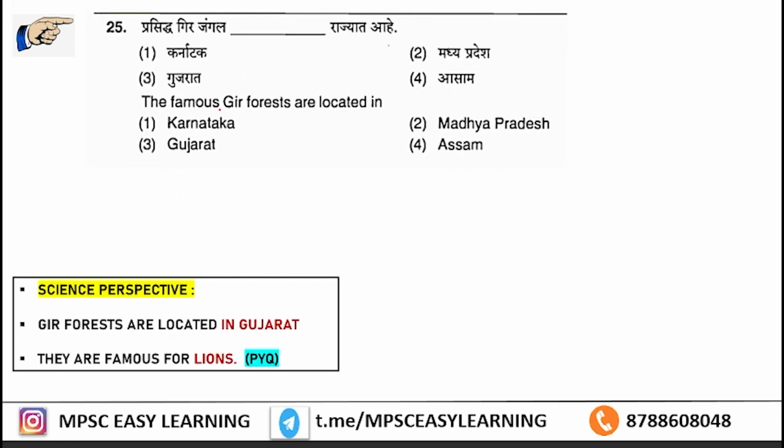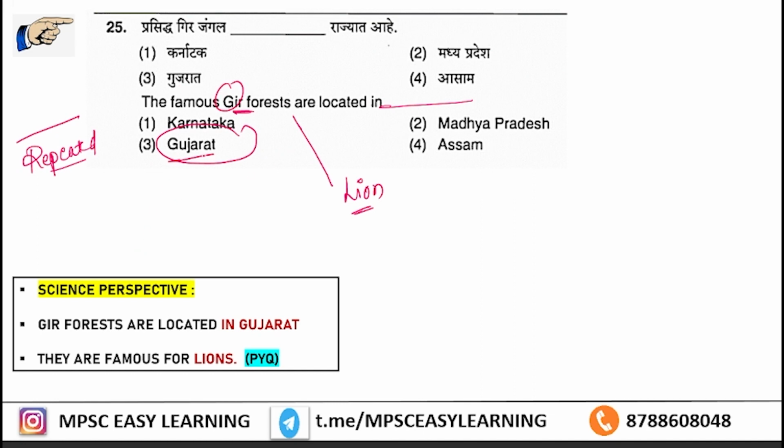Next one, the famous Gir forests are located in dash. Here they have asked location, meaning the state. Karnataka, Gujarat, Madhya Pradesh, Assam. Here the right answer is Gujarat. So Gir forests are located in Gujarat. Please note this is a repeated question, but here they have added a bit of a twist. Previously they had asked which animal Gir forest is famous for. So it is famous for the lion. And here they asked where it is located. It is located in Gujarat.